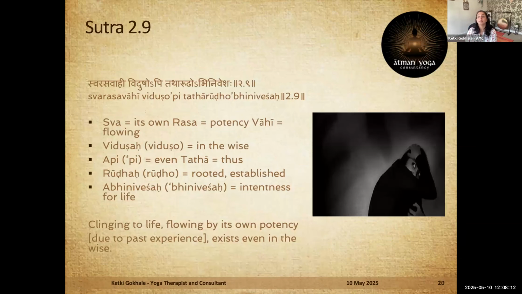And then what is abhiniveshaha? Swarasavahi vidushopi tatharudhobhiniveshaha. So here we will stop today. Is there anyone having questions or want to share anything?